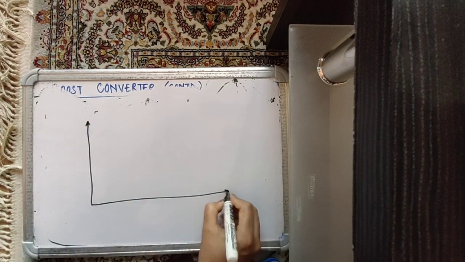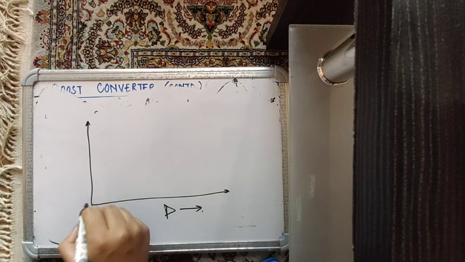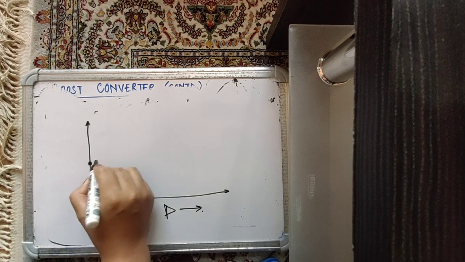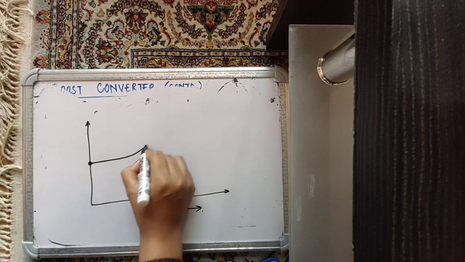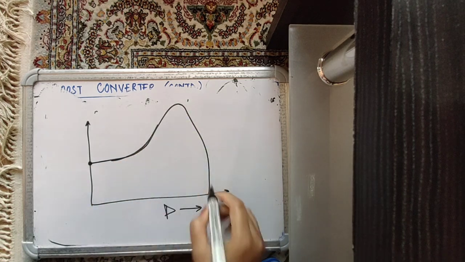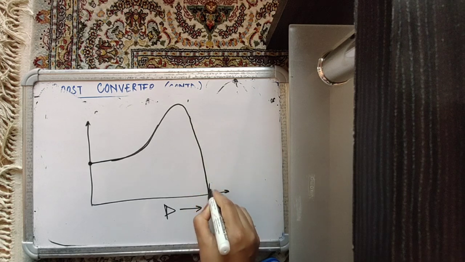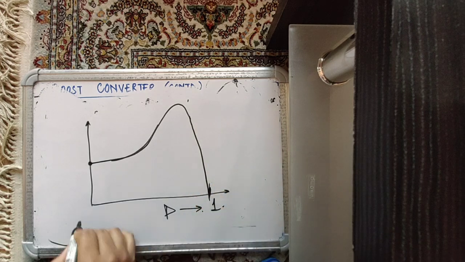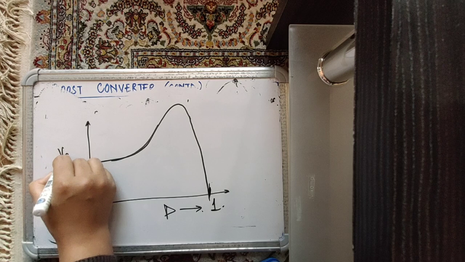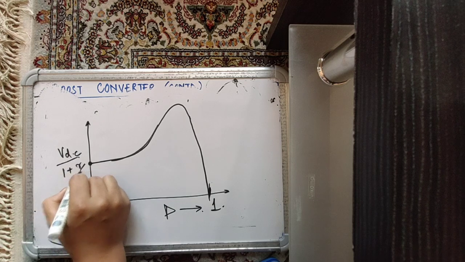It means that as you vary the duty ratio, your curve will look like this, something like this, and at D equal to 1, it will hit a 0. This is your boost converter curve, and your input is VDC upon, what was the input? VDC upon 1 plus R by r, right?